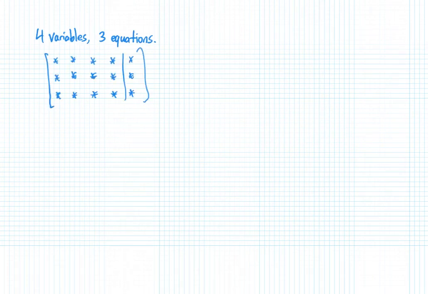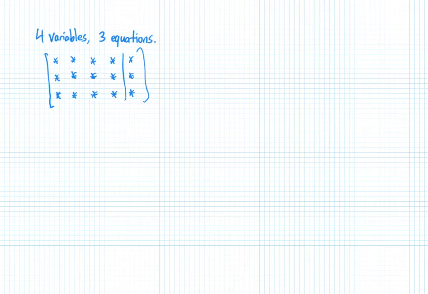Suppose we had a system of equations with 4 variables, but where there's 3 equations. So then the augmented matrix for a system like this would look like this. So there's 3 rows, because there's 3 equations, and then there's 4 columns plus 1 augmented column to represent the right side of the equation. So now suppose we did Gauss-Jordan elimination and put the system in reduced echelon form. How many pivots could there be?